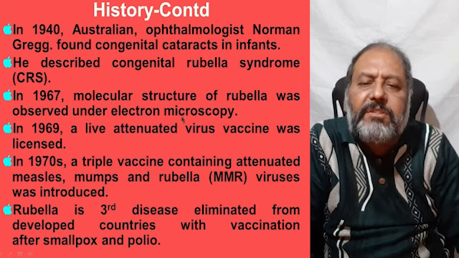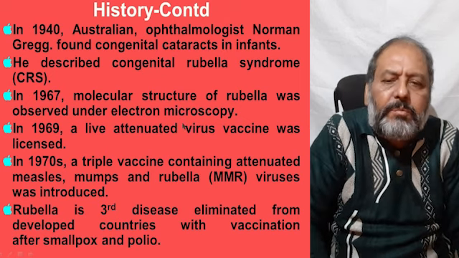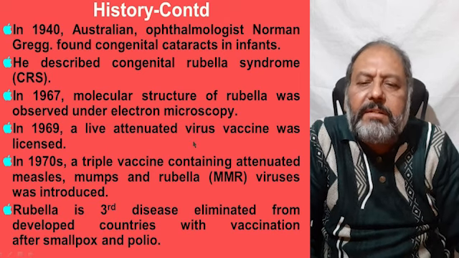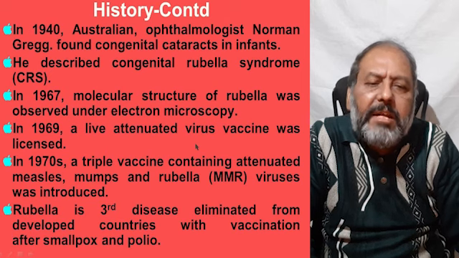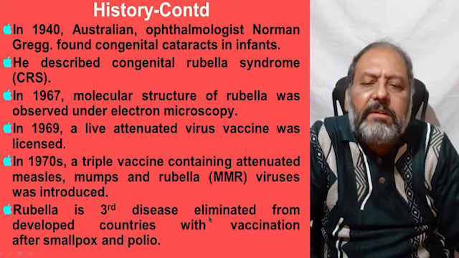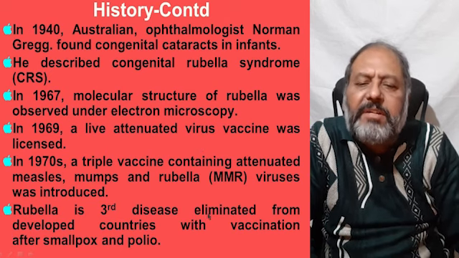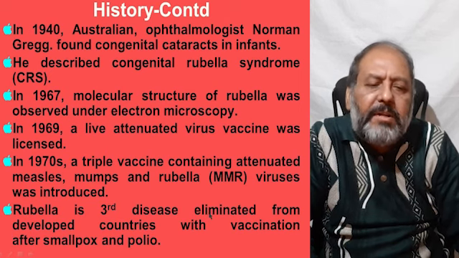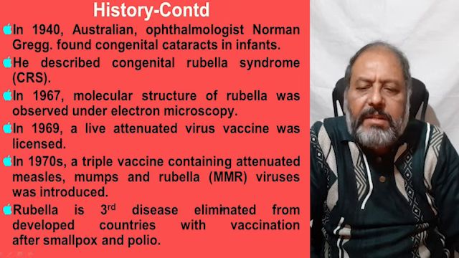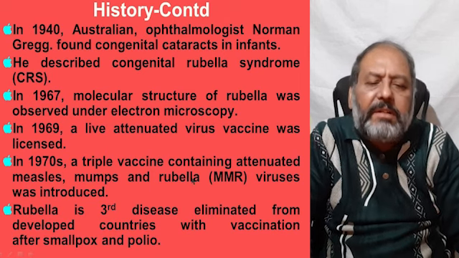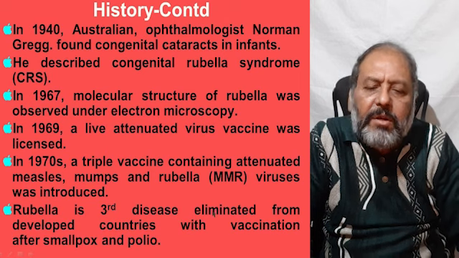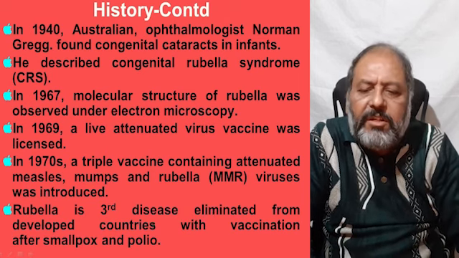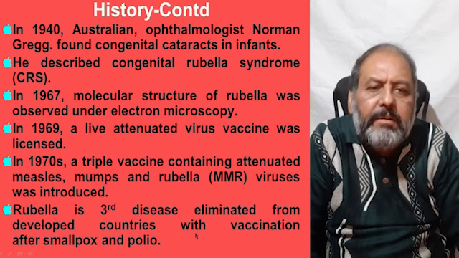In 1967, the molecular structure of rubella was observed under electron microscopy, and in 1969, a live attenuated virus vaccine was licensed. In 1970, a triple vaccine containing attenuated measles, mumps, and rubella (MMR) viruses was introduced. Rubella is the third disease eliminated from the developed countries and from most countries with vaccination, after smallpox and polio.